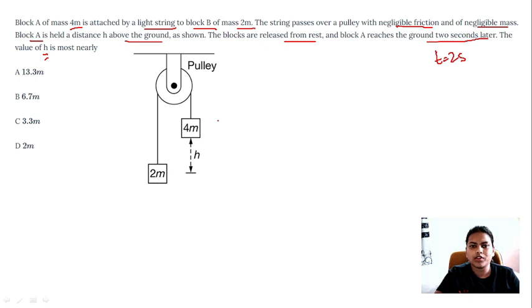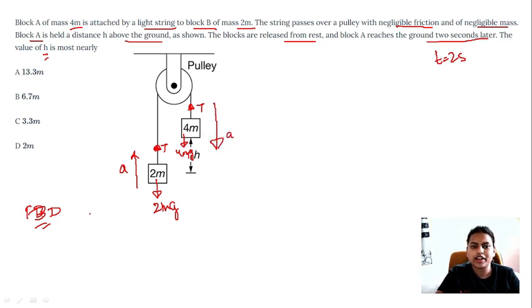So let's first draw the free body diagram. On the 2m mass, 2mg is acting downwards, and the tension in the string is upward, and this whole system is accelerating with acceleration a. Here also 4mg is acting downward. The tension is the same because the string is the same, and that's why tension in this string is the same on both sides, and this accelerates downwards.